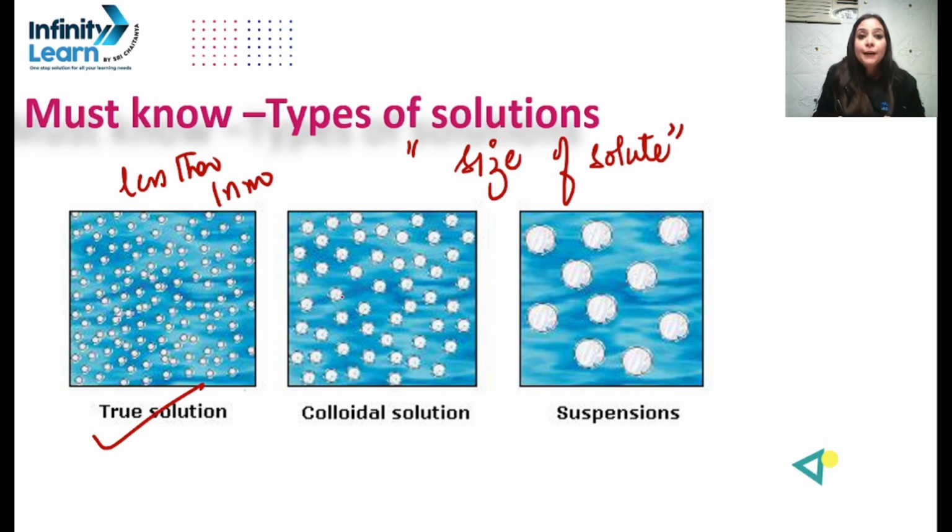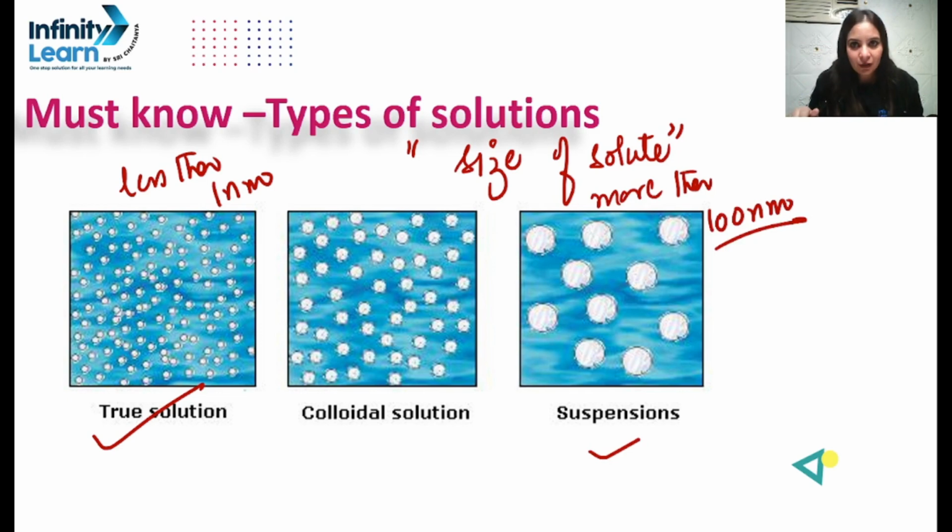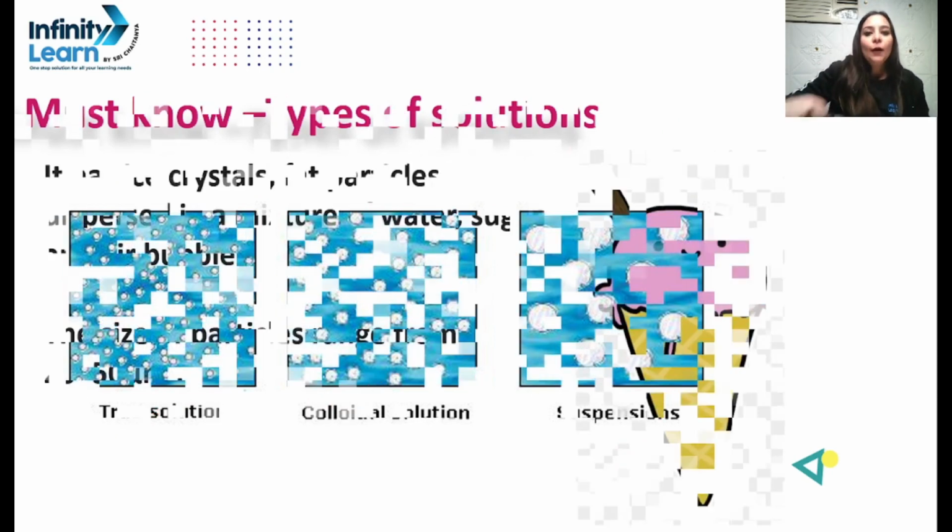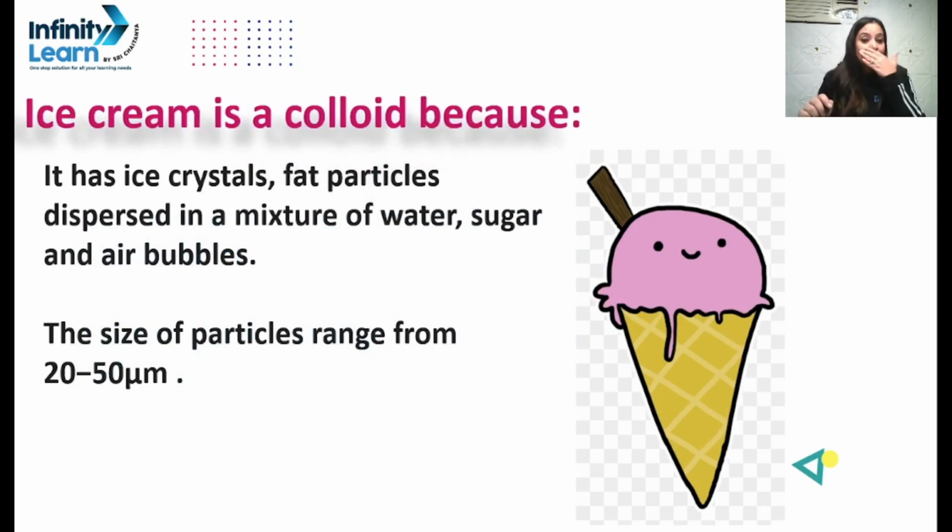But if the solute size is very big, let's say more than 100 nanometers, then if you mix it in a solvent, it will form a suspension. For example, mud and water. And if the size falls between 1 nanometer and 100 nanometers, then the solution is called colloidal, for example, milk. Milk is a colloidal solution. Okay, now I think you got an idea about colloids. Tell me, is ice cream a colloid or not?